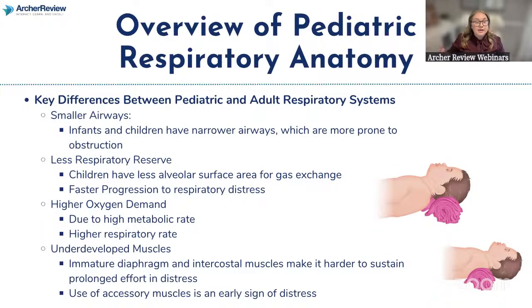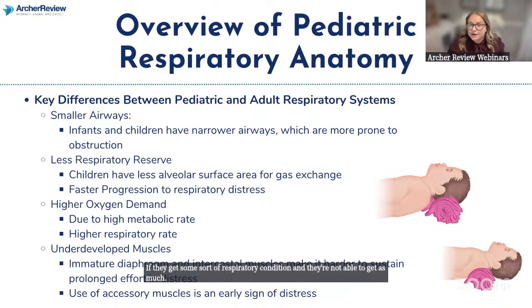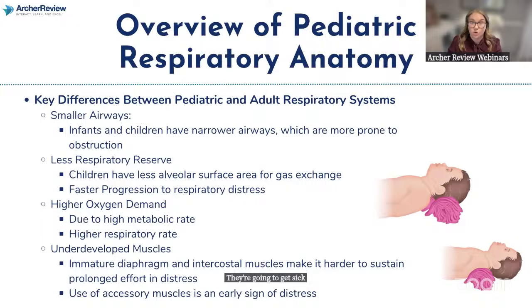Their bodies also need more oxygen. They have high metabolisms, they're breathing fast. They just use a lot of oxygen. I always think of it as, kids are growing. Obviously, they're getting taller, bigger, developing, growing their brains, their organs. That requires fuel. The fuel for your cells is oxygen, yeah? So they're using up a lot more of it, which means if they get some sort of respiratory condition and they're not able to get as much, they're going to get sicker faster than an adult would.